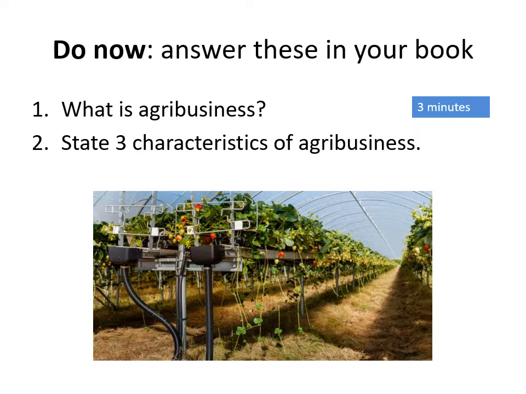So a quick little do now, just a few minutes to think about these two questions. Number one, what is an agribusiness? And number two, state three characteristics of an agribusiness. Characteristic, remember, is something about what it does, what it's like, how it works, something that makes it an agribusiness. So get your brains working, do that from memory, please, and we'll go through some answers on the next slide. Pause the video now.